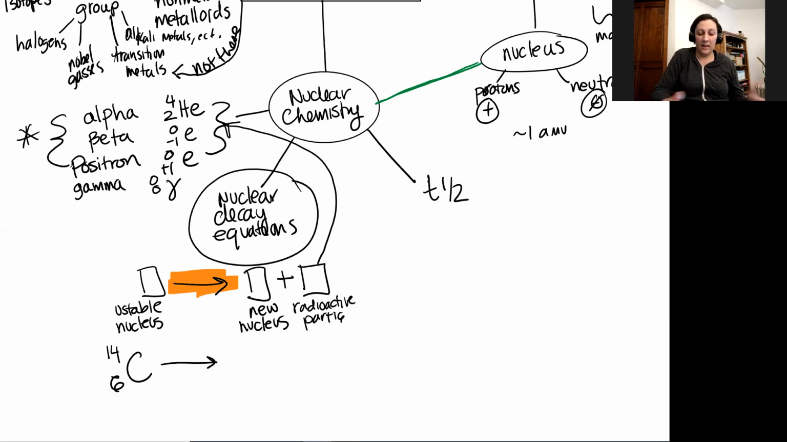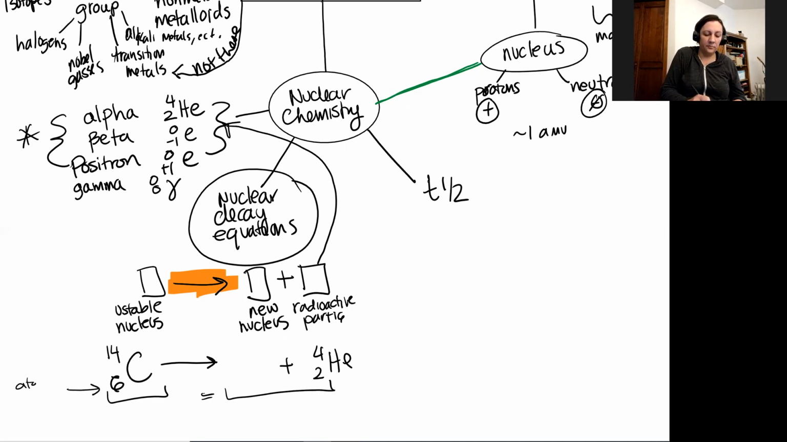That means that we're going to make some new nucleus, and we're going to have an alpha particle leave the nucleus. So I need my right-hand side of the equation to equal my left-hand side. And we're looking at atomic number, or the charge of the nucleus, and the mass number, which is the protons plus the neutrons. So if I'm losing a charge of 2, I'm really losing 2 protons from that nucleus, meaning I'll have 4 protons left in my new nucleus.